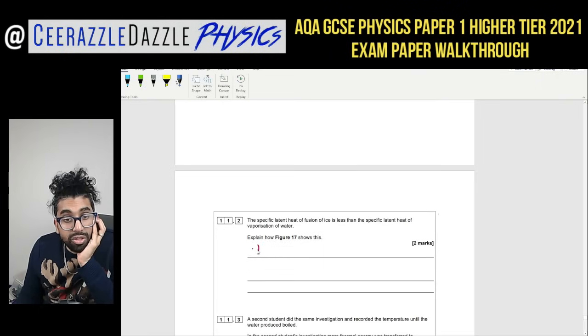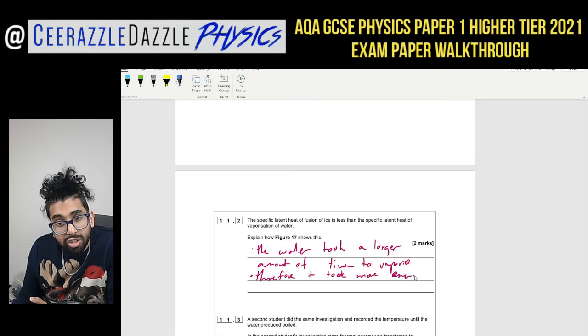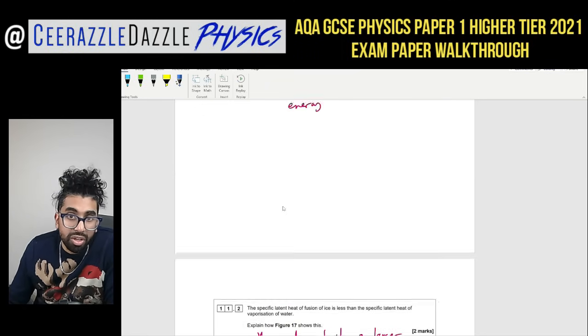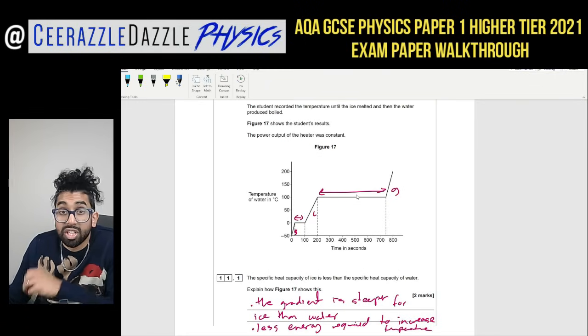So we can say that the water took a longer amount of time to vaporize. Good, to vaporize. Yes. Therefore, it took more energy to go from liquid to gas than solid to liquid. Everyone, yes? So liquid to gas, then solid to liquid. So if you look over here, look guys, it took longer. So that's therefore we needed more energy for you to be able to change its state.